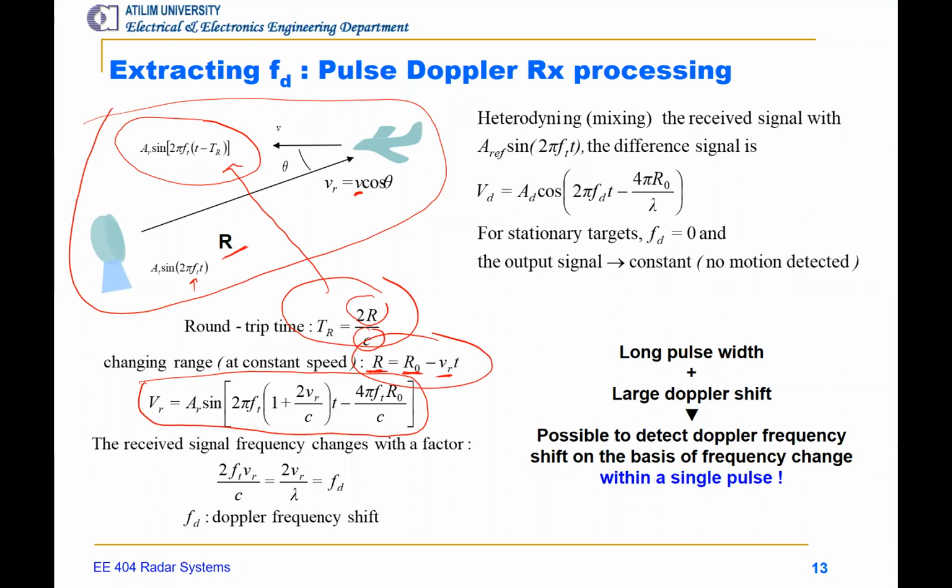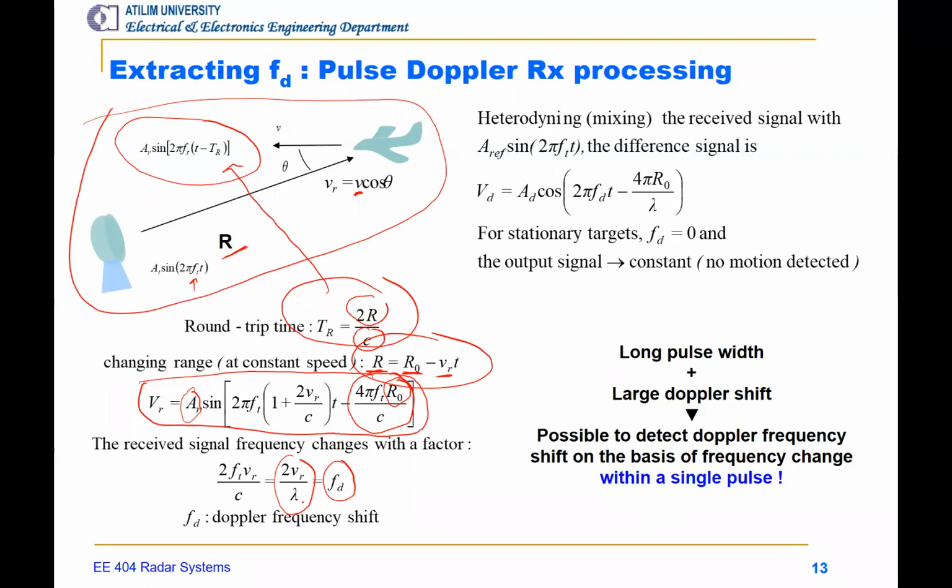we get the received signal, a sinusoidal signal with amplitude AR and a constant phase due to the initial position of the target at R0. We see that the received signal changes with a factor of 2 VR over lambda. We have already described that in the previous slides.